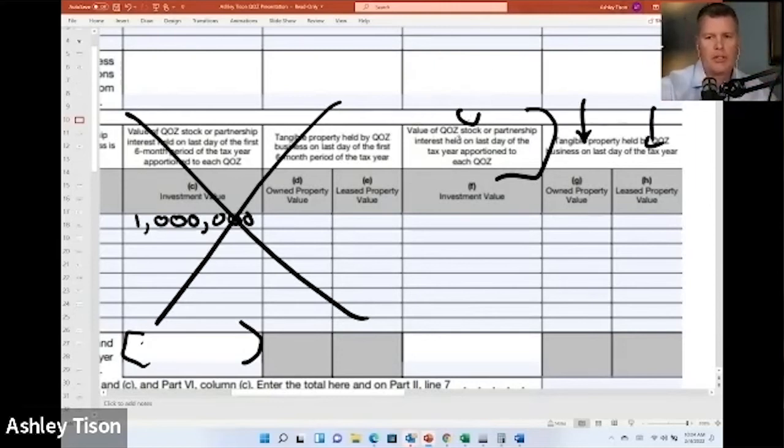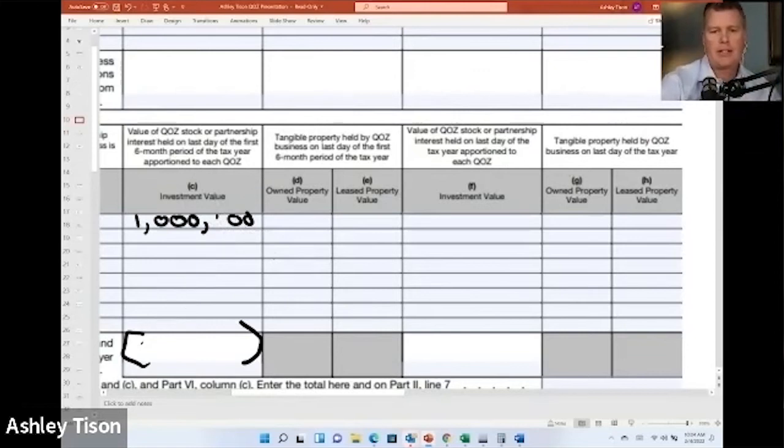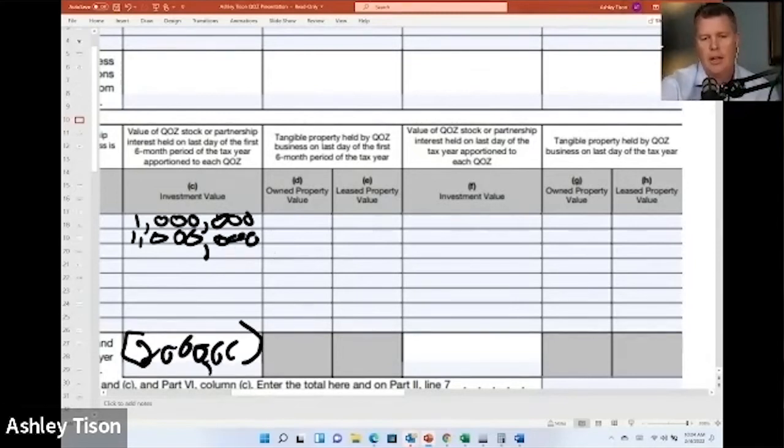And so what you're going to do is put these numbers, right? So your investment value for both of these columns, right? So the C, you're going to total that up. So if you had $1 million in one census tract, and then you had $1 million in another census tract, you're going to total that up to $2 million down here. And you're going to do the same thing for the end of the year, right?